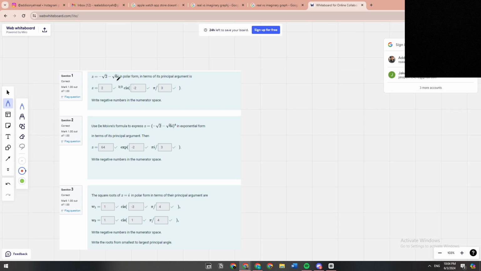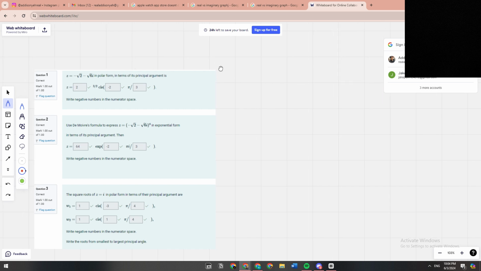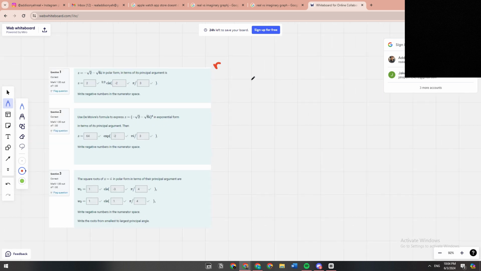The goal is to understand changing from polar form to the other one, Cartesian form. In order to do that, you need to know your very basics. First you need to know R, and you need to know your angle. And it's very easy.